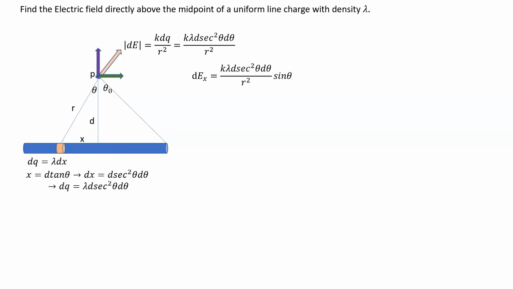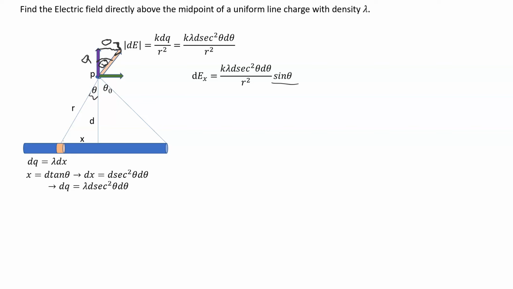Well, the x component looks like dE times sine theta. Why? Well, if this angle is theta, this angle is also theta, and so the x component ends up looking like the opposite side. So that's why the x component goes like sine theta. And the y component will go like cosine theta, because that's the adjacent side to the hypotenuse.